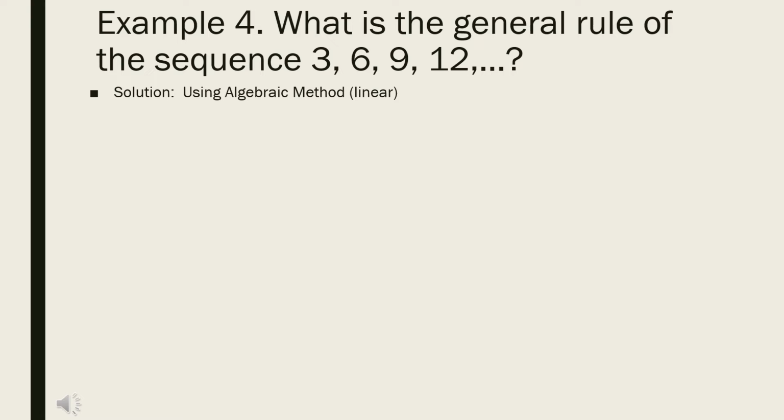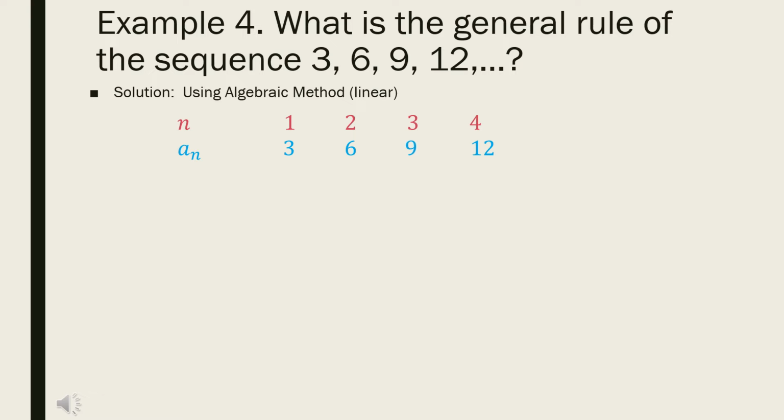Another example for the algebraic method. Still the linear algebraic method. So example 4: what is the general rule of the sequence 3, 6, 9, 12, and so on? Again, identify the number of terms. We have 4 terms above, so n is 1, 2, 3, and 4.